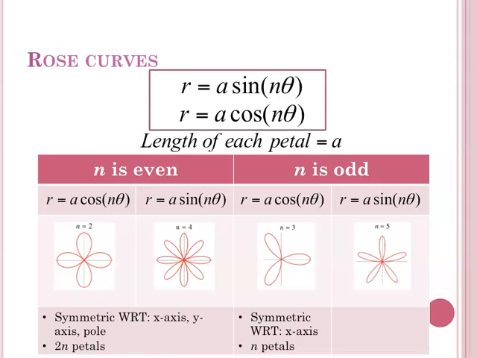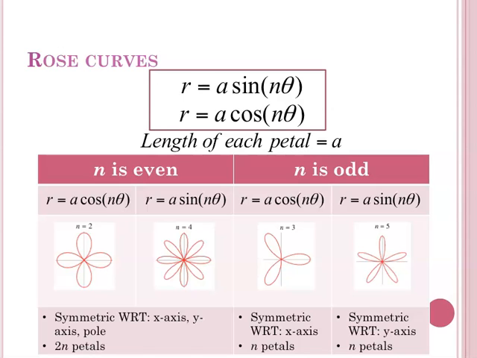And then for r equals a times sine of n theta, this is going to have symmetry with respect to the y-axis. And again, n is going to directly correspond to the number of petals. So this will also have n petals as well. Okay, so that's the basic summary of Rose curves.